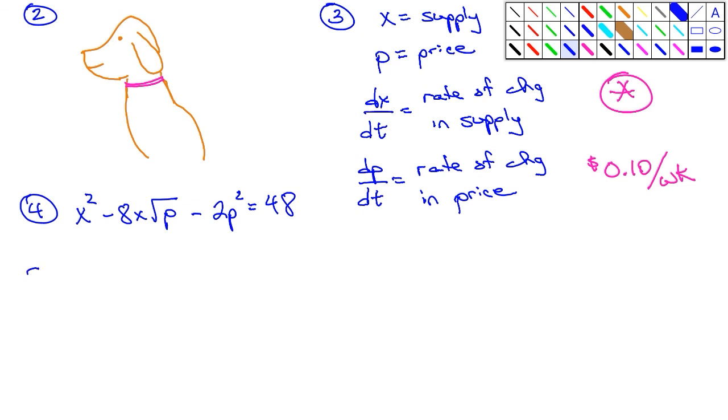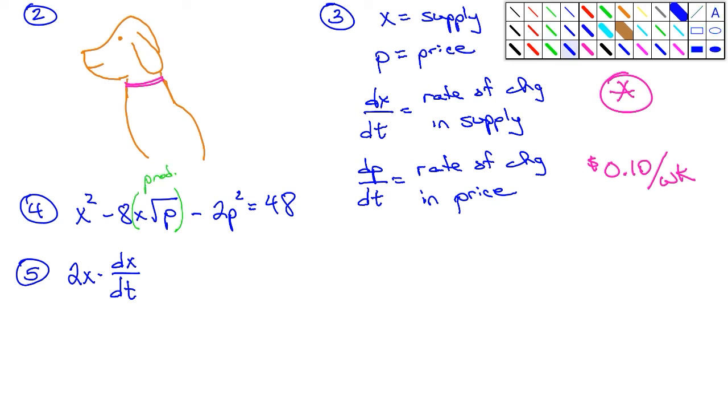Step 5, take the derivative with respect to time. So the derivative of x squared is 2x dx/dt. Oh boy, now we got a problem. All right, let's look at this one. This is negative 8 times x times the square root of p. So that's going to need a product rule.